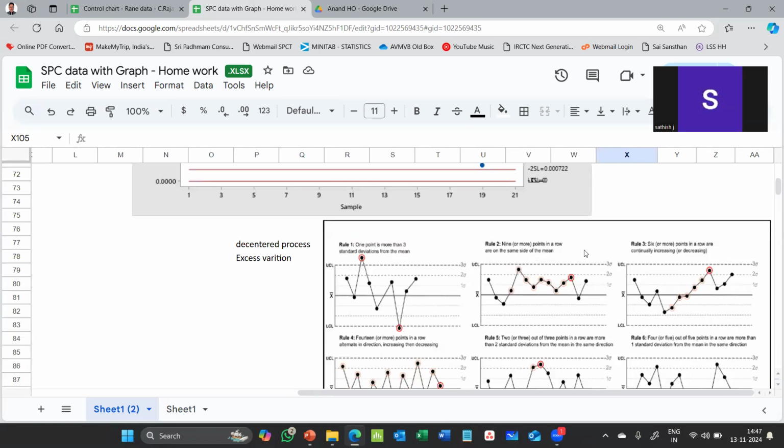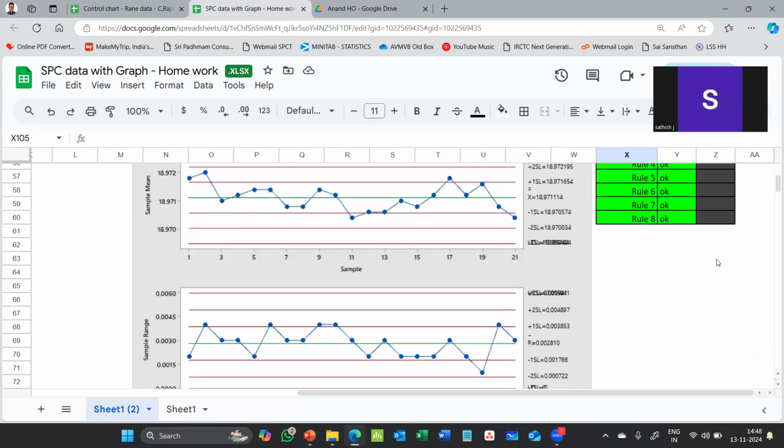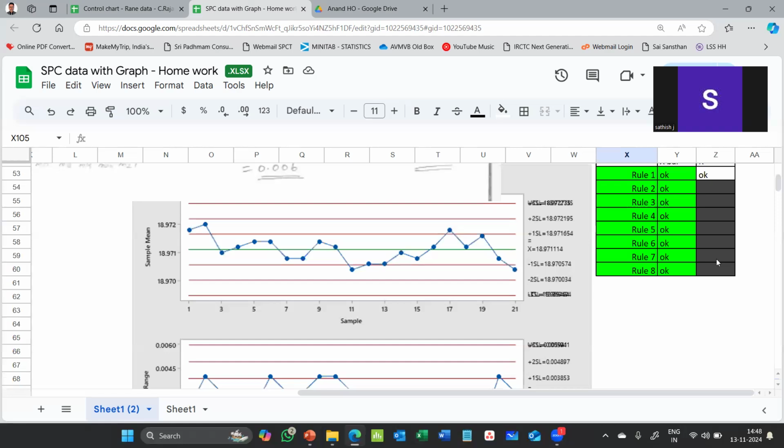What is rule number 3? Six points in a row, all increasing or decreasing. This is called trend. As I said, this is called trend. That means the next point is likely to go out. So you should take action. See, here in the graph, serial number 11, 12, 13, 14, 15, 16, 7, and more than 7 points increasing.